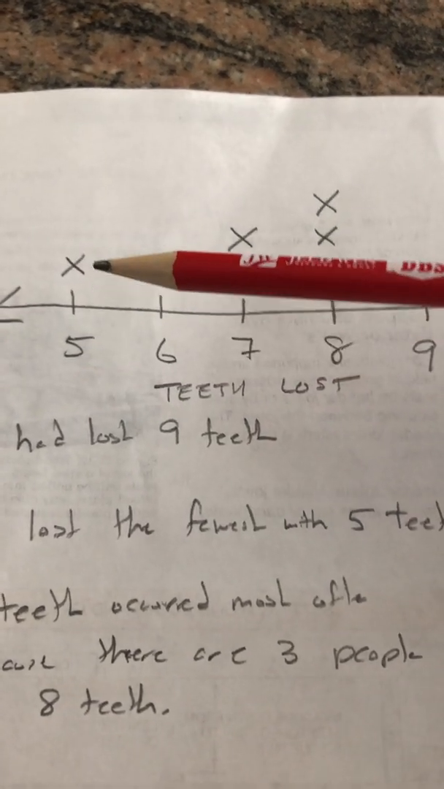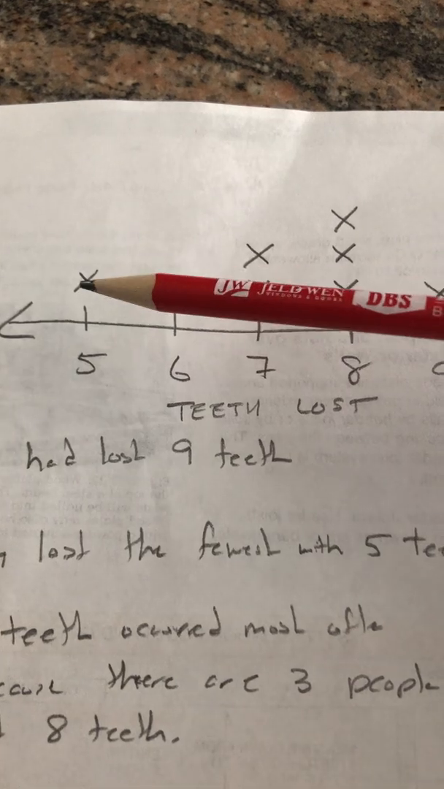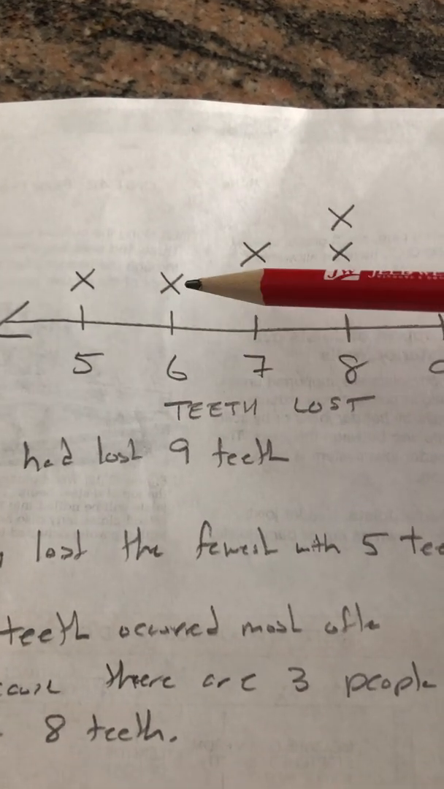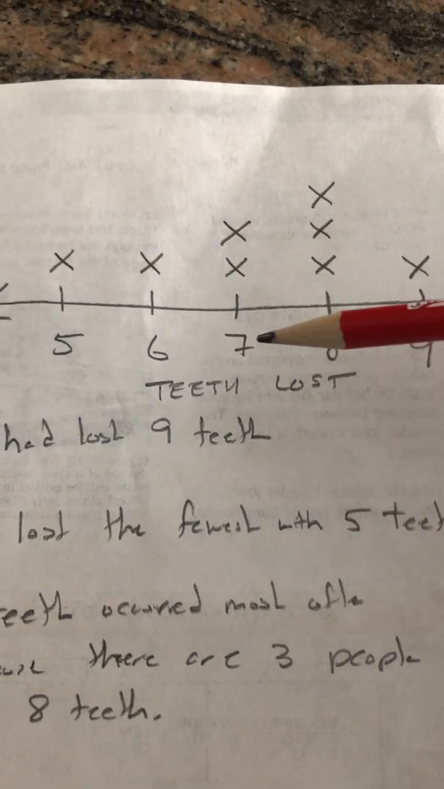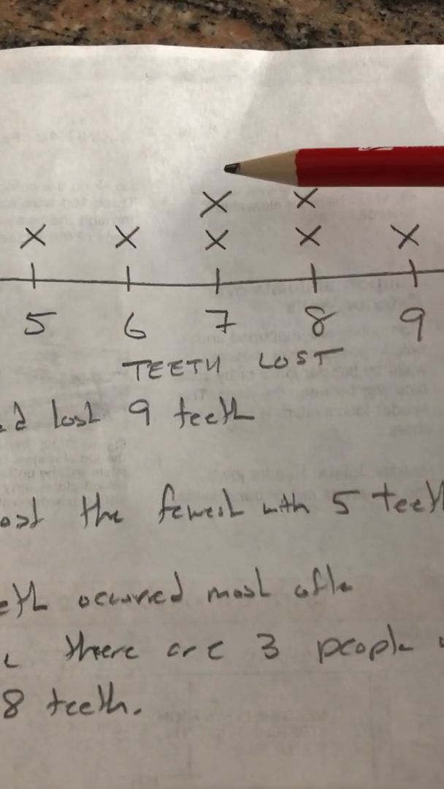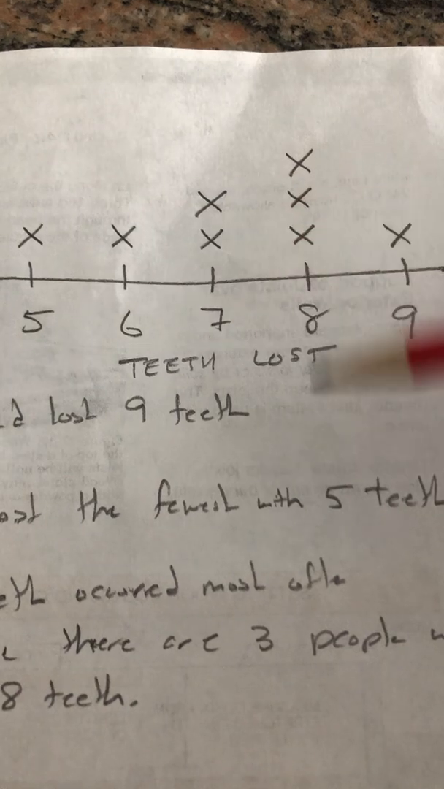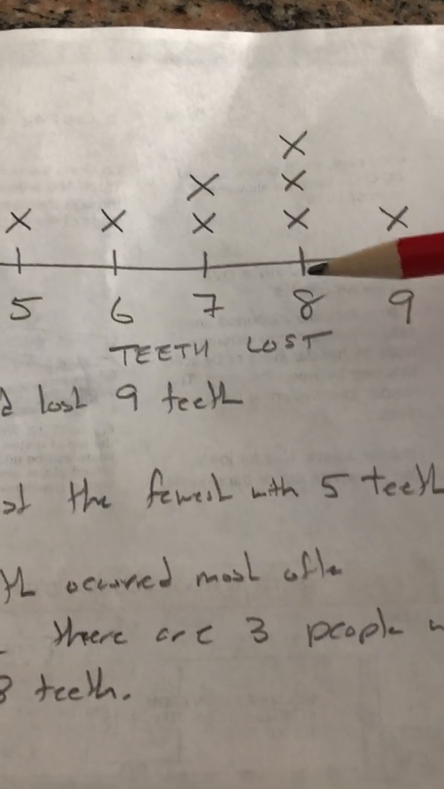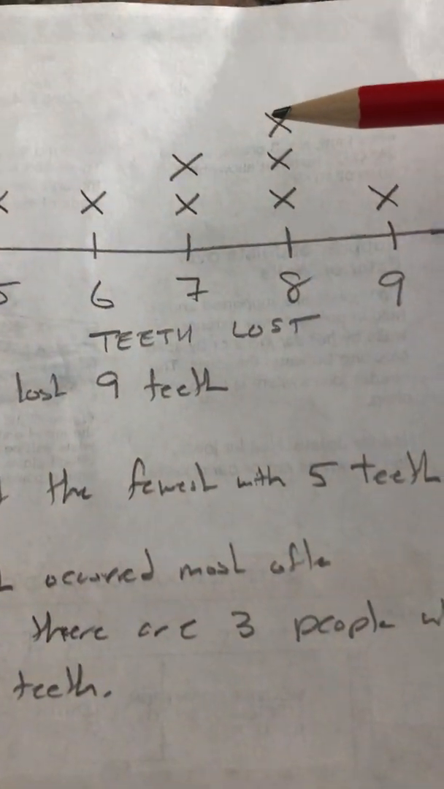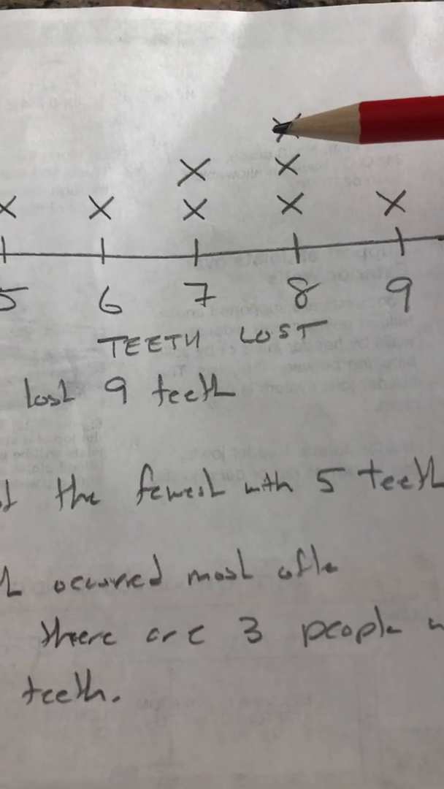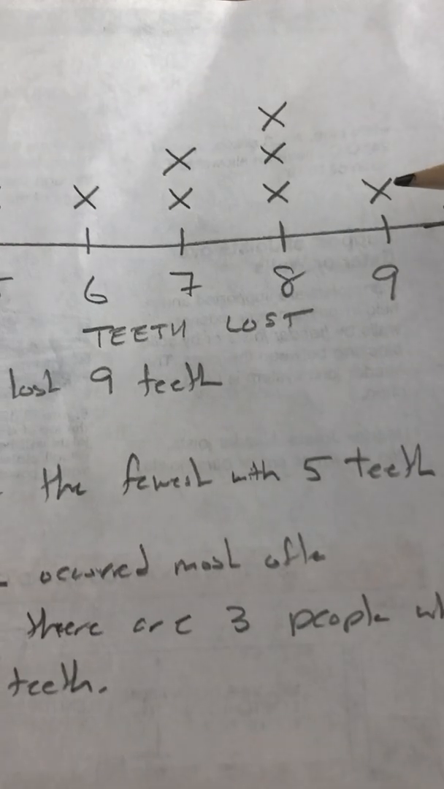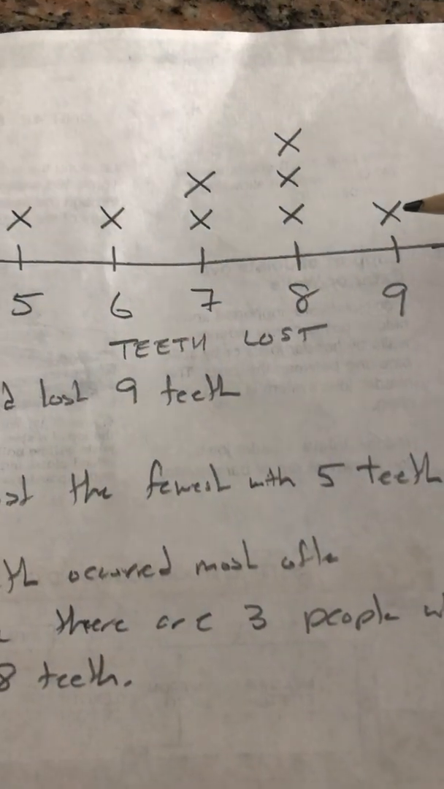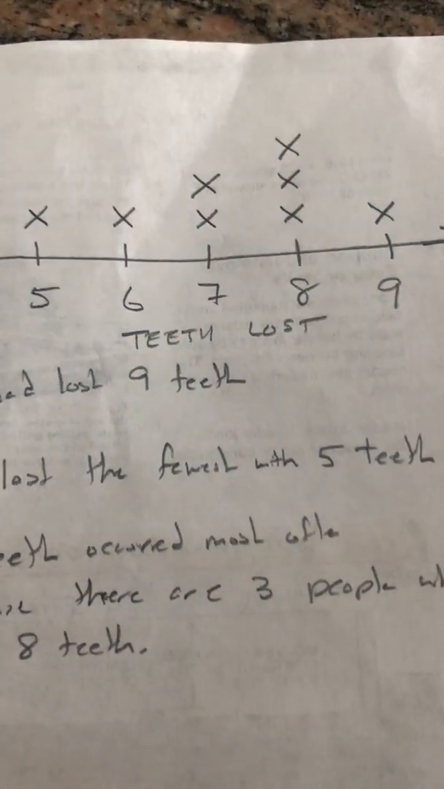So we had one person which had 5 teeth lost, that was Cody. We had one person with 6 teeth lost, that was Alex on our chart. We had 2 people with 7 teeth lost, that was Kyle and Sammy. And then we had 3 people with 8 teeth lost, that was Jennifer, Amanda, and Sarah. And then we had one person with 9 teeth lost, and that was Dan. So that was part A.